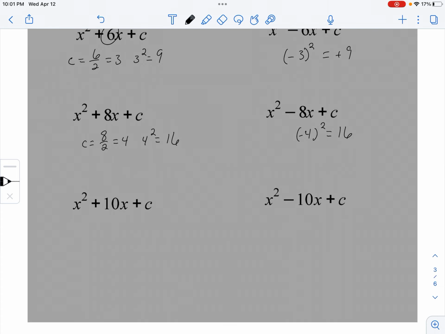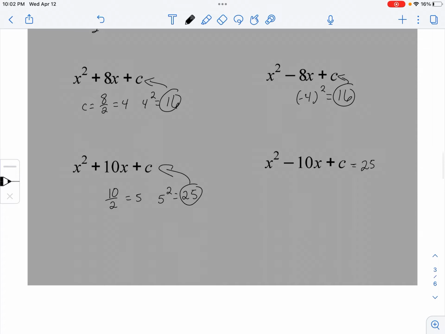And likewise on the last one here, half of 10 is 5. 5 squared is equal to 25. So 25 would be your c value, sorry. So those are all going. And likewise here, same thing. Your c is going to equal 25.